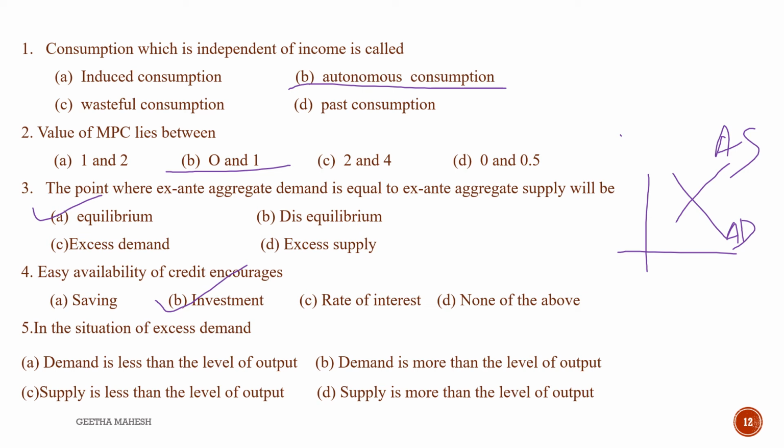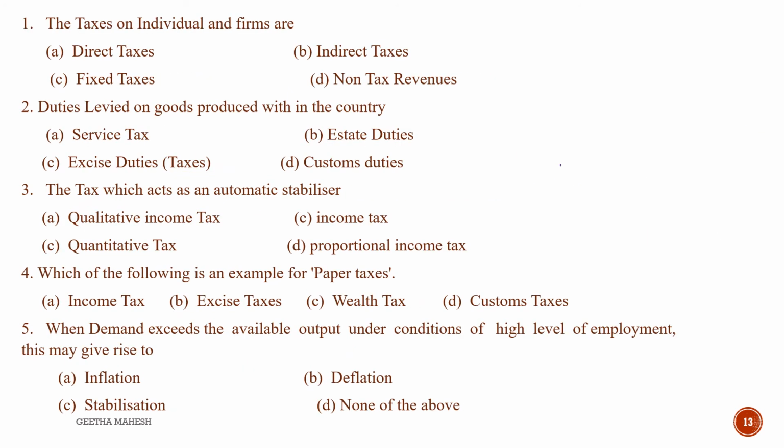In the situation of excess demand, demand is less than the level of output, demand is more than the level of output, supply is less than the level of output, supply is more than the level of output. The right answer is demand is more than the level of output. The tax on individual and firm are direct tax, indirect tax, fixed tax, non-tax revenue. It is the direct tax, that is income tax and corporate tax. We call it as direct tax.